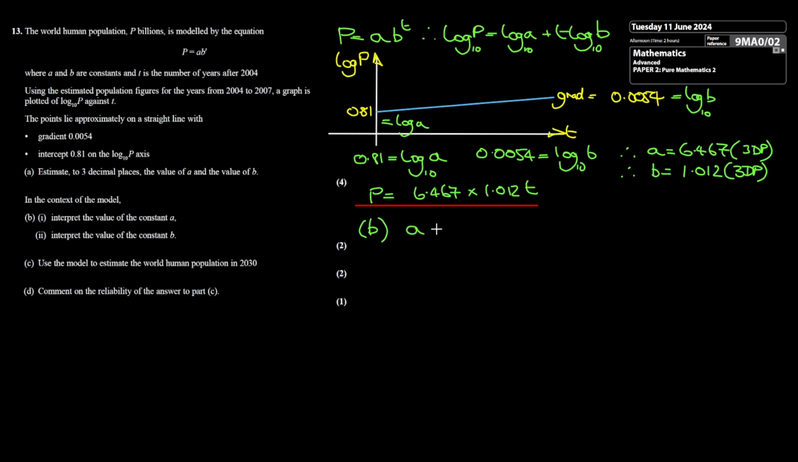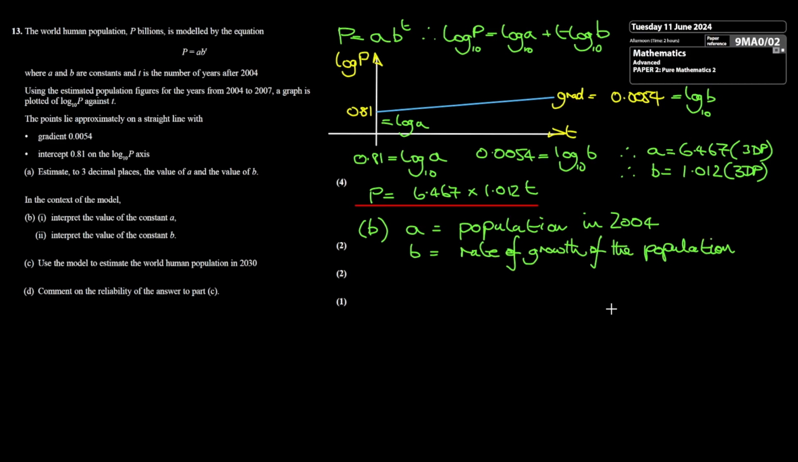Well, A will be the population in the year 2004. And B is a measure of the population growth. And words to that effect will get you the 2 marks involved. So we need to use the model to estimate the population in 2030. Well, as this thing started in 2004, 2030 is effectively 26 years later. So we've got t is equal to 26.